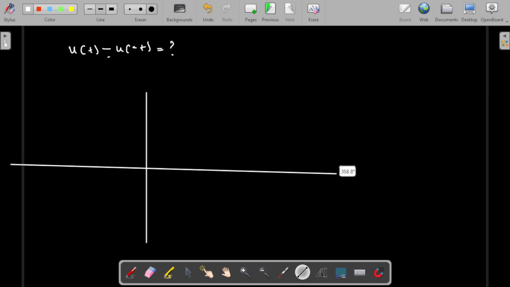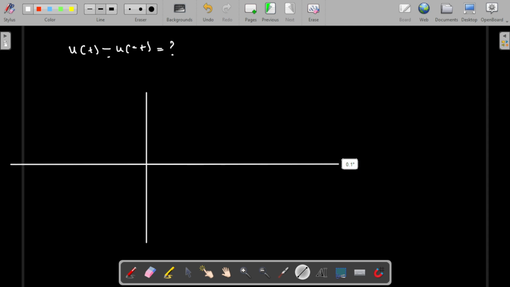So this is the generalized graph. Let me draw all three things in this one. Red pen is for u of t. This is how u of t will look, as we already know. For the blue pen, I am going to write u of minus t, and it will look like this. The yellow pen is for the result.